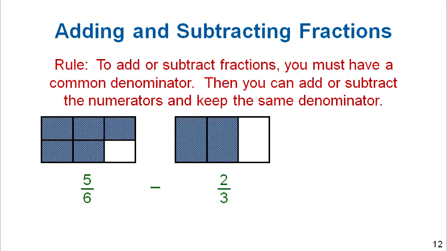Like I said in the last slide, you must have a common denominator when you want to add or subtract fractions. Note that the pieces here are not all the same size, and so we cannot take 2/3 away from 5/6 unless we have the same number on the bottom of both the fractions. So, let's get a common denominator.